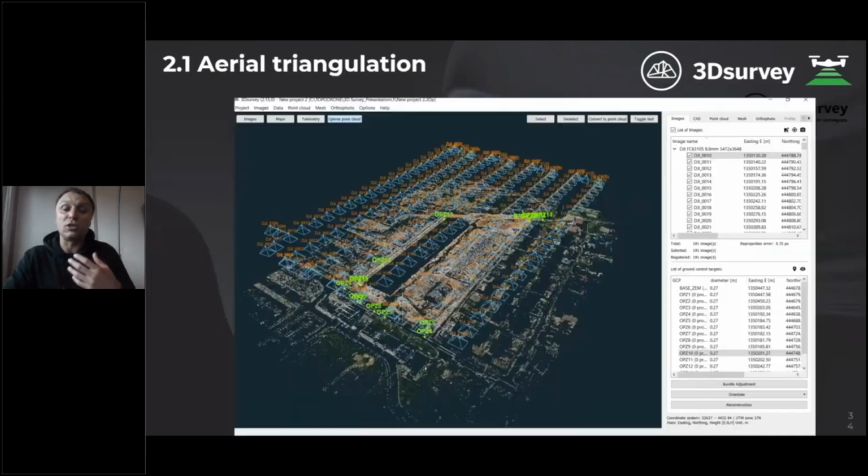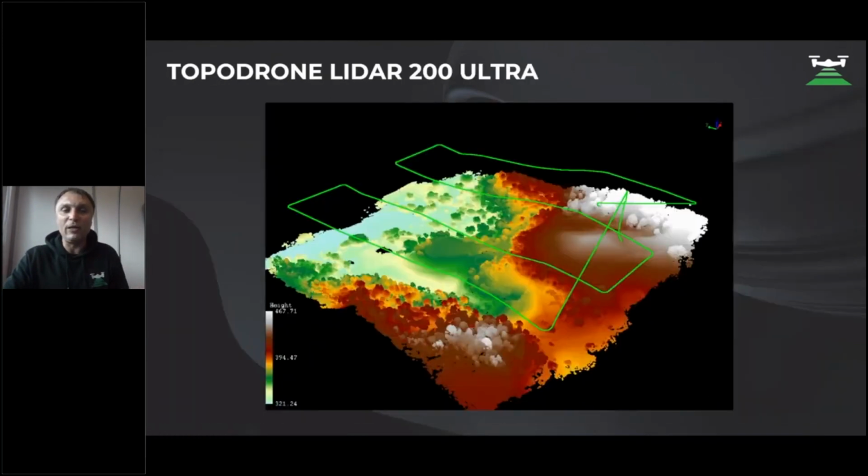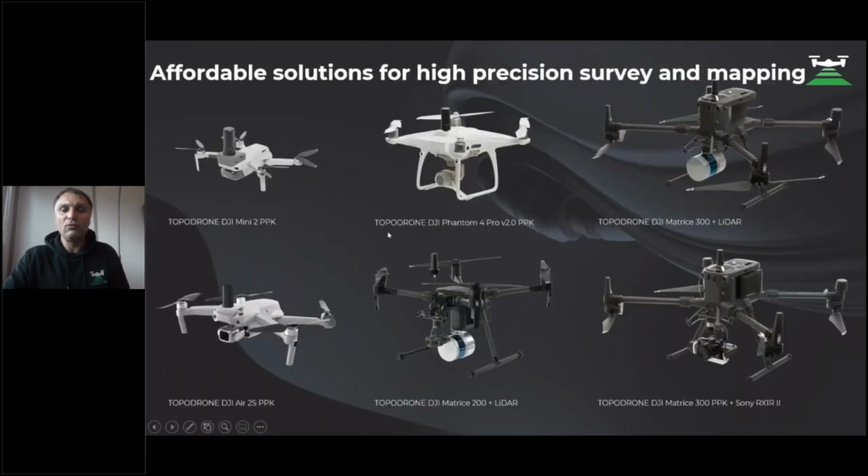This project was based on Phantom 4 Pro drone with additionally installed GNSS receiver on board of the drone. And we use this kind of equipment for this project. This one, Phantom 4 Pro, with additionally installed GNSS receiver. The same results can be achieved with using of Mavic 2 Pro, Mavic Mini, and DJI Air 2S, or even with P1 camera, Sony cameras, or TOPODRONE cameras.